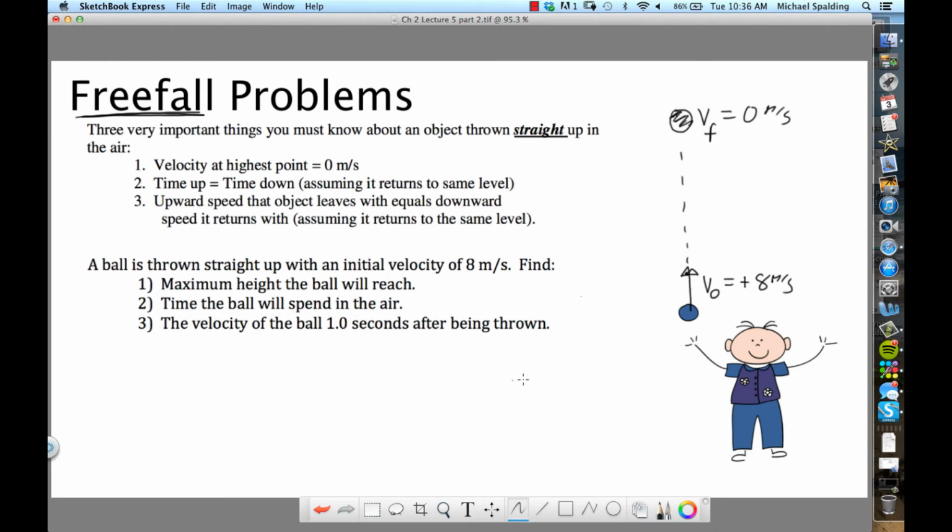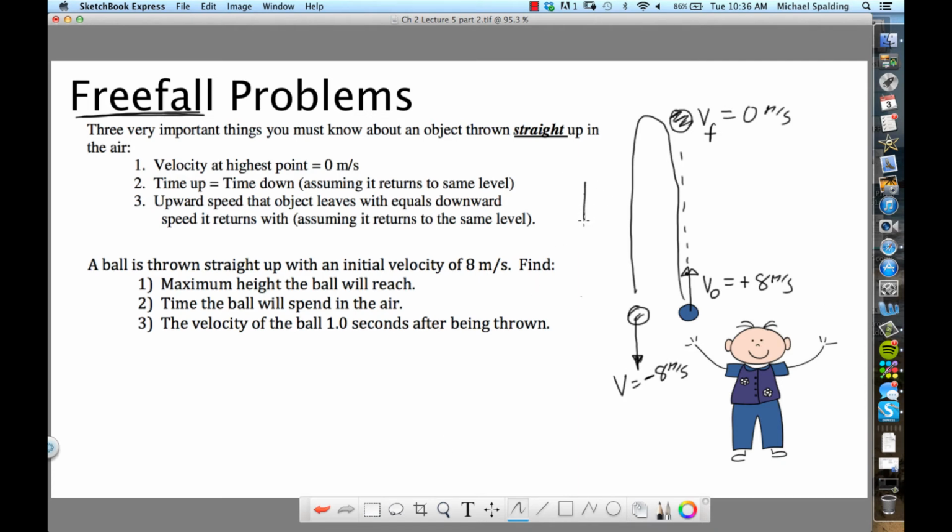Okay, anyway. So an object leaves with a velocity. Say we'll just use 8 meters per second. If this object leaves at 8 meters per second, with what speed will it return? It's going to go up and then back down again. What will be the speed of the ball when it returns to the same level? 8 meters per second. But now it's going to be negative. Why negative? It's going down.